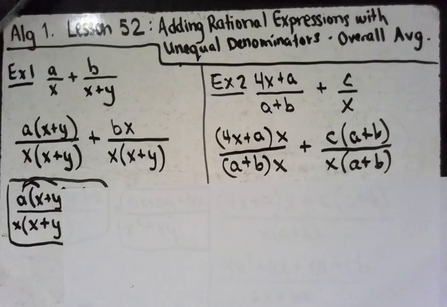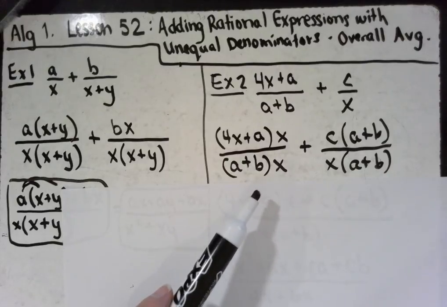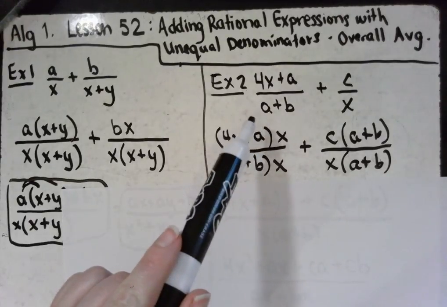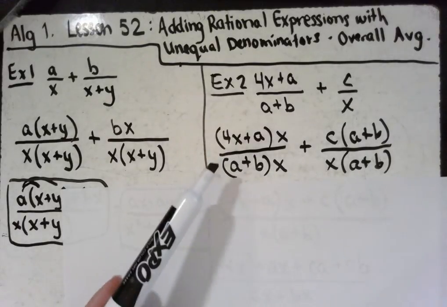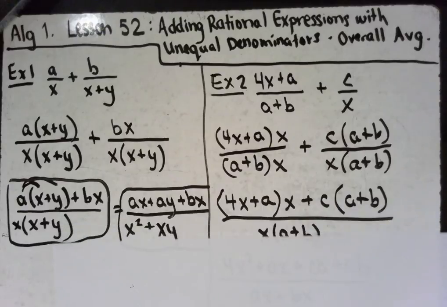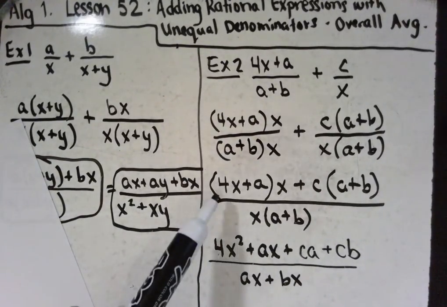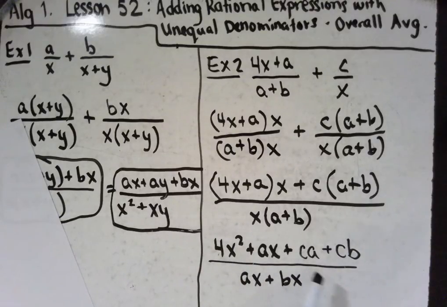So let's go ahead and take a look at what we've got for the common denominator. We just have a plus b and we multiply it by x. And so for the first one, I multiplied the bottom by x, so I also had to multiply the top by x. Same for the other fraction. I had to multiply both the top and bottom by the other denominator, which is a plus b. And then I could put it all into one fraction over x times a plus b. And this is actually an acceptable answer, or you could use the distributive property to simplify or to expand it a little further. And then you would get 4x squared plus ax plus ca plus cb over ax plus bx.